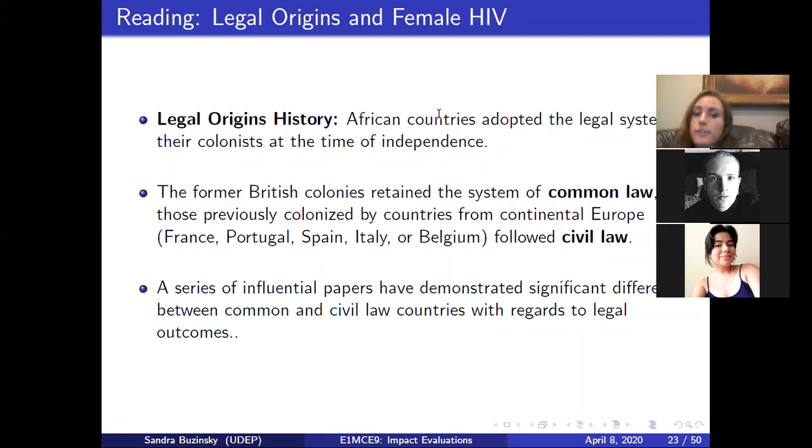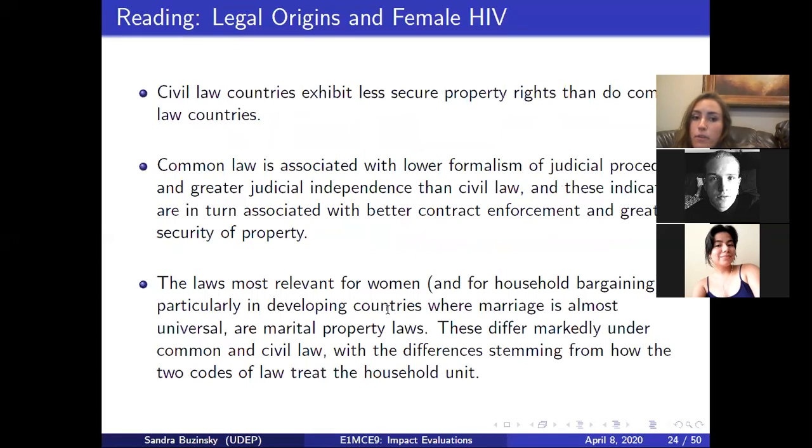Okay, so we have the two different legal systems, common law and civil law. A lot of papers have already demonstrated significant differences between common and civil law countries with regards to legal outcomes. For example, civil law countries exhibit less secure property rights than do common law countries. So civil law has weaker property rights than common law. So maybe we think weaker property rights mean a woman has less negotiating power, and then maybe civil law countries have higher rates of HIV.